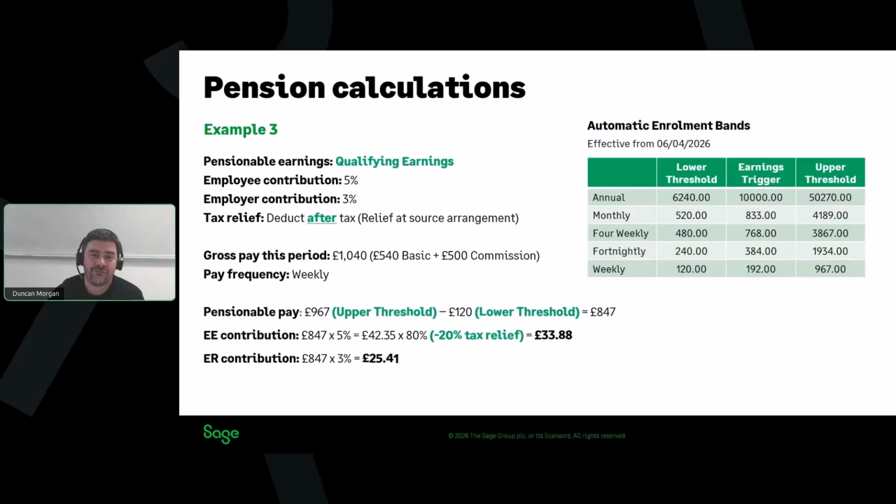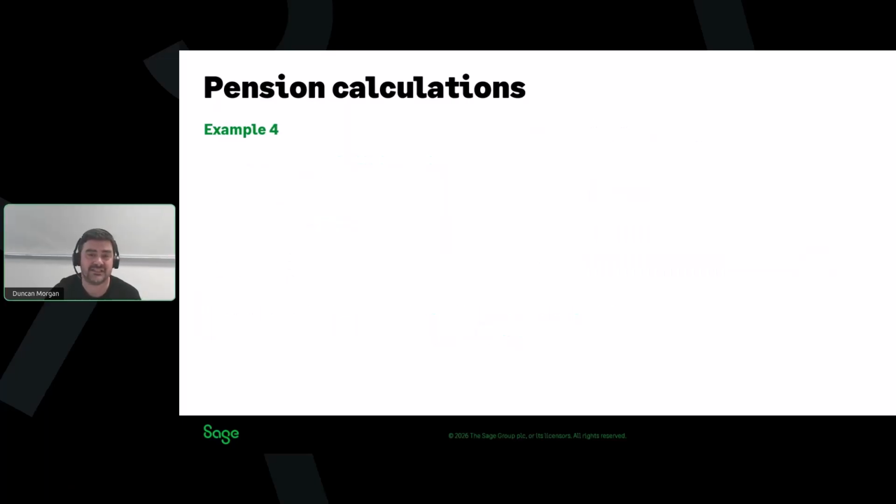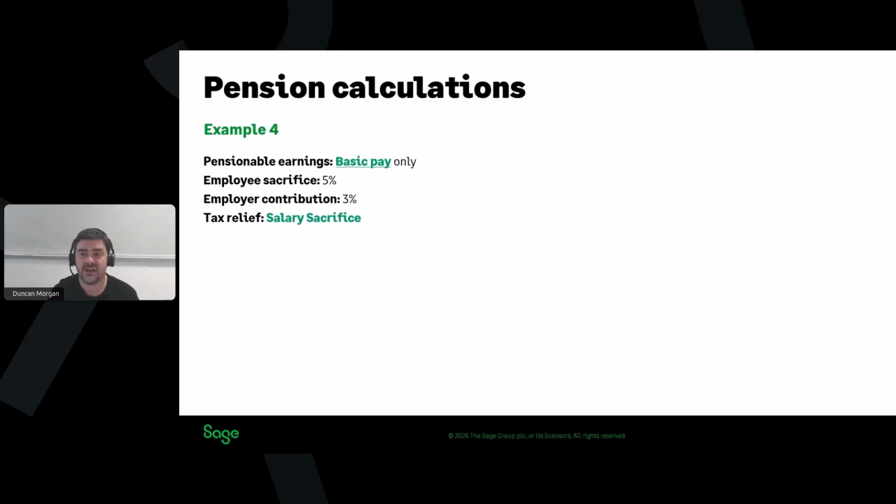And I have one final example to show you. So we're going to include a salary sacrifice calculation. This is example number 4. So for this pension scheme, the pensionable earnings will be basic pay only. The employee has a salary sacrifice of 5% of their basic pay. The employer contribution will be 3%, and officially there's no tax relief. Instead, we're using a salary sacrifice arrangement.